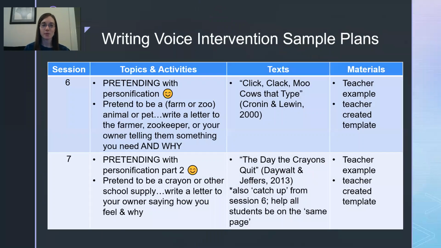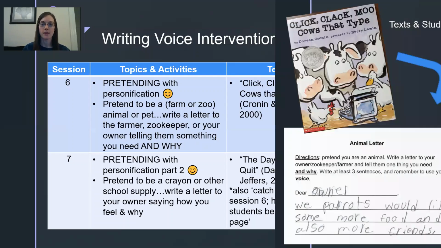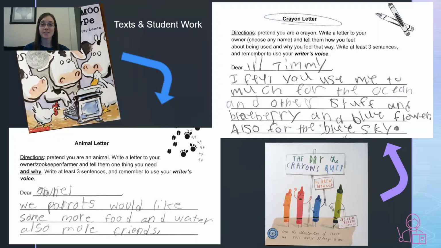And this is a sample, a 2-week or 2-session sample from my unit plan, including the materials and the text. So feel free to pause, check that out if you would like. And these are examples of some of the student work. These are templates I created based on those texts. Feel free to pause and check those out also if you would like.